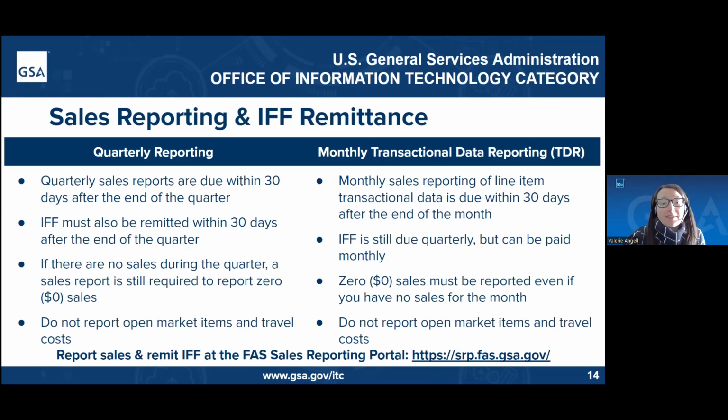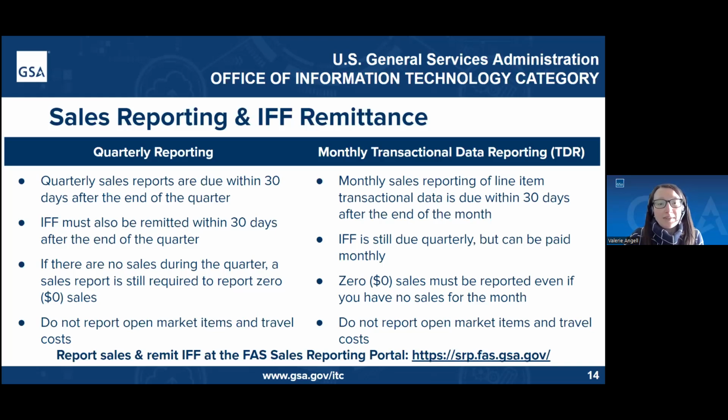The IFF must also be remitted within 30 days after the end of the quarter. So the sales report and the IFF are due at the same time for these legacy or non-TDR contracts. Now, if there are no sales during the quarter, a sales report is still required to report 0 sales. This is really important for new vendors to be aware of. If your contract award date, for example, is a couple weeks before the quarter end, you still will need to submit a sales report even if you don't have any sales. And that's true throughout the life of the contract. If you have no sales, you still need to submit that sales report, and preferably in a timely manner.